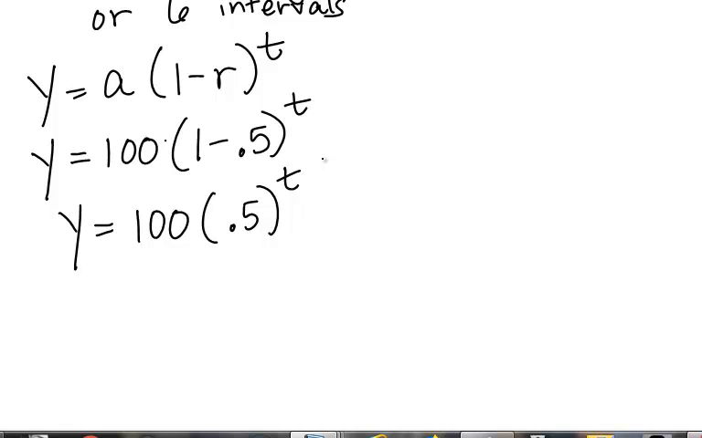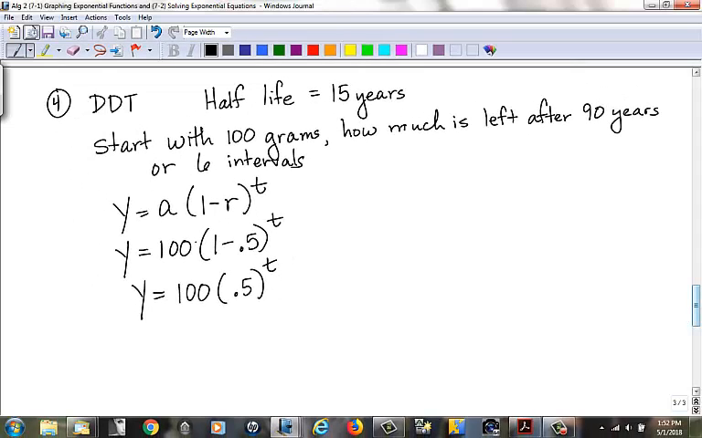It'd be 100 and then 0.5. Do you notice I'm not having to put in the time sign? Yeah, okay, and raise it to the x. And zoom 0. You got to make sure your 6 intervals is in the window. So second function, calculate value after 6 intervals. 1.5, about 1.6 grams left. You agree with that? After 90 years.